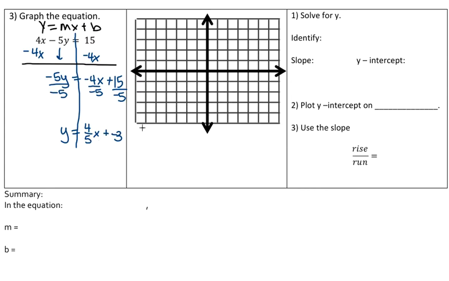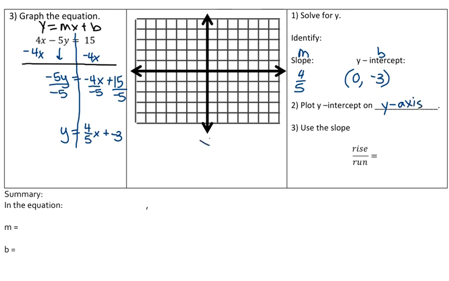Now we have y equals mx plus b. So my m, my slope, which is right next to that x, is 4/5. My y-intercept is b, and b is what we're adding on, and this time we're adding on a -3. So as an ordered pair, it's going to go (0, -3). So step 1, we solved; now step 2, we're going to plot the y-intercept on the y-axis.